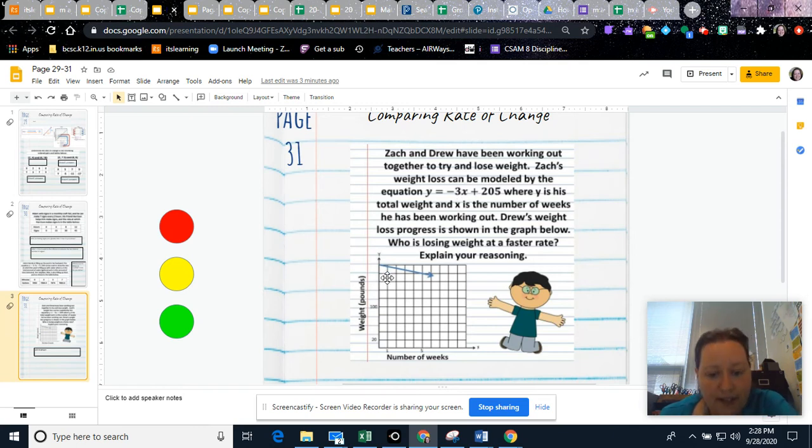So then when you look down here at Drew's, do change in y over change in x. Now you'll see 20, 40, 60, 80, 100. Every one of these grids is 20. So he lost 20 pounds in 1, 2, 3, 4, 5 weeks. So 20, change in y over 5, change in x, simplify it and you get 4. So that means Drew would be losing 4 pounds per week.